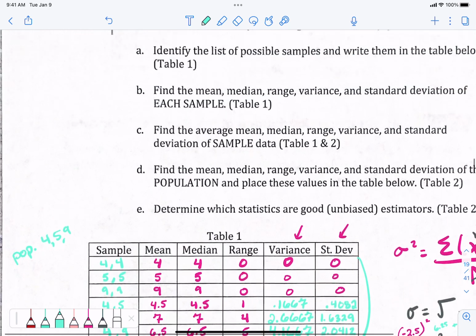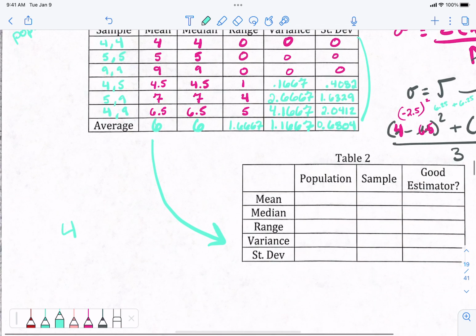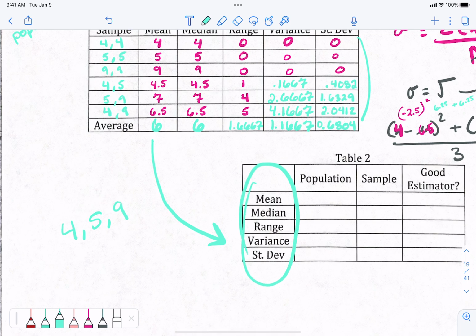Our population only had 3 numbers in it. It was 4, 5, and 9, right? What? You mean 3 numbers? What did I say? 4 numbers. The 3 numbers, 4, 5, and 9. We're going to find the mean, the median, the range, the variance, the standard deviation of the population.